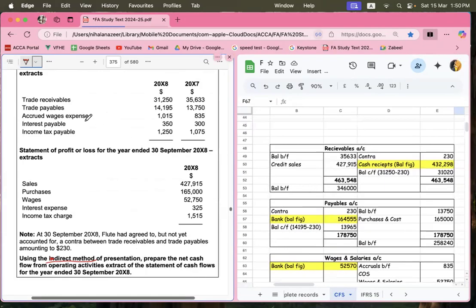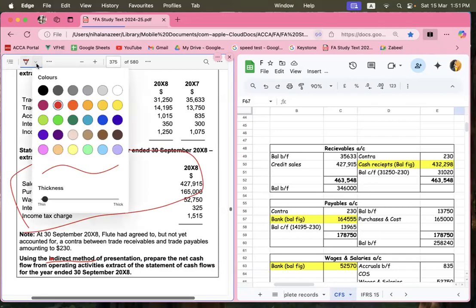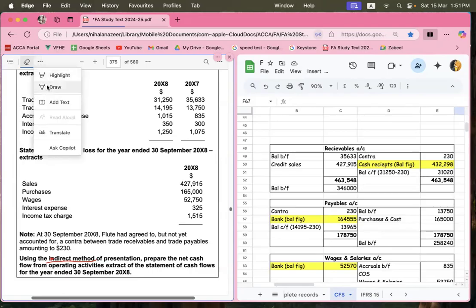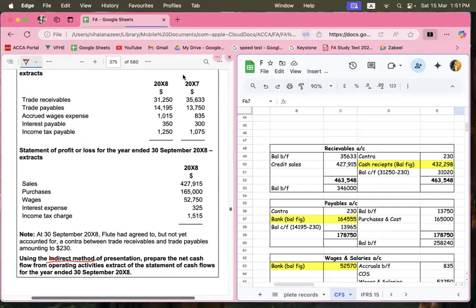So first things first, you have been given the receivables account. You have been given an extract of SOPL here, right? From this, you're going to find out how much we have received in cash from receivables, how much we have paid in cash for payables. All of these things would be taken from here.